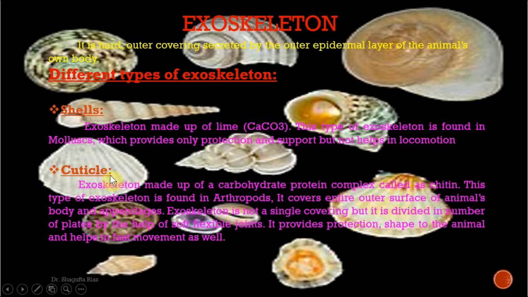Now the cuticles. Cuticle, the exoskeleton, is made up of a carbohydrate protein complex, which is called chitin. The animals have chitin secreted by their epidermal layer, and this type of skeleton is present in arthropods. It covers the entire outer surface of the animal's body and appendages. Not only the body, it also covers the appendages as well.